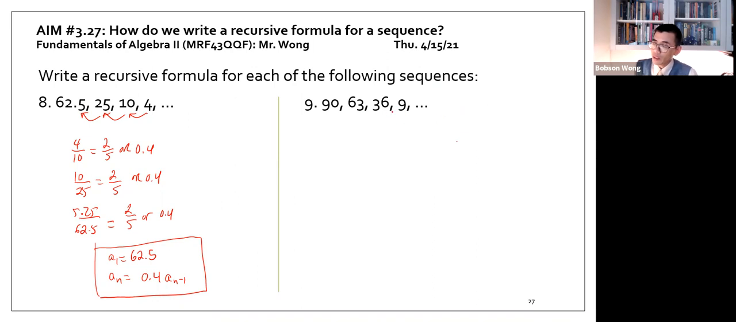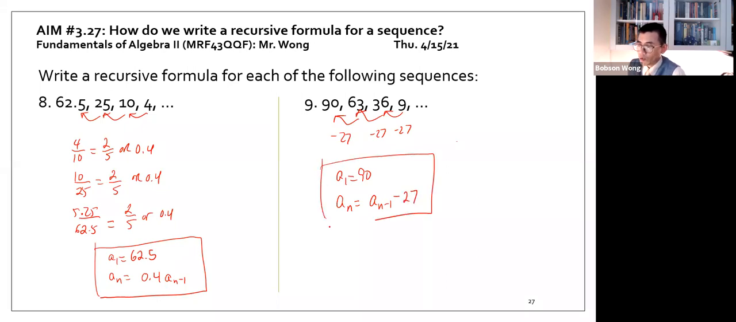Now here we see, does this look like a common difference? And so here, a sub 1 is 90, and then a sub n is equal to the previous term, which is a sub n minus 1, minus 27. And be very careful about how you type or write this to make it clear what's in the subscript, in this case n minus 1, and what's not in the subscript. In this case, minus 27 is not in the subscript.